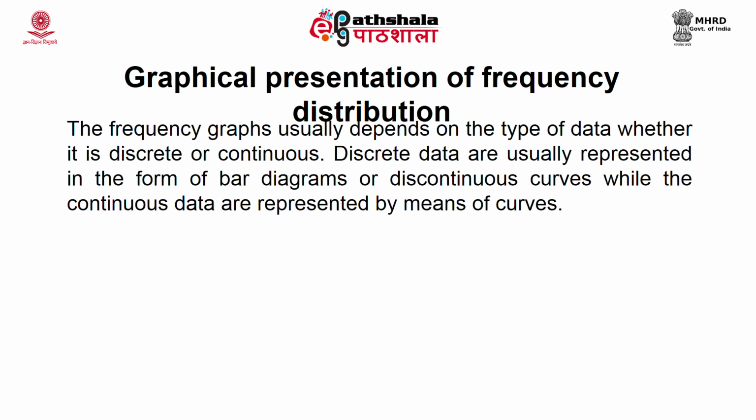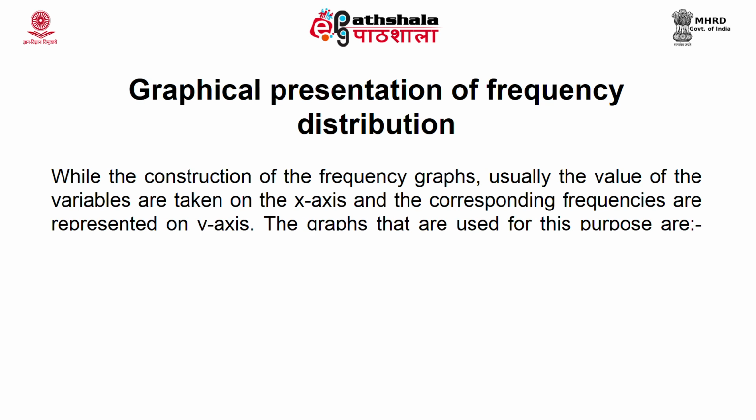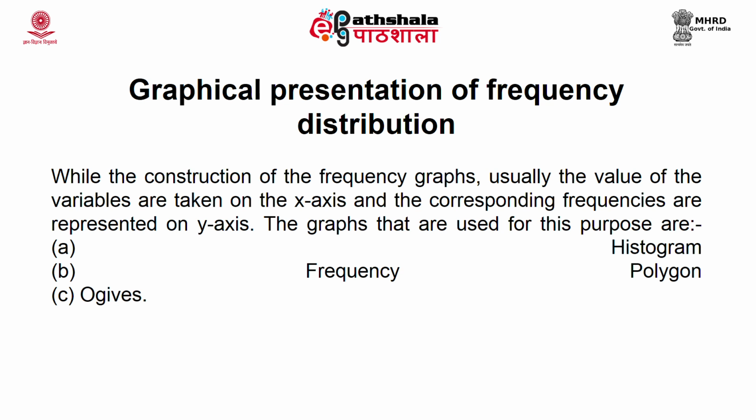The frequency graphs usually depend on the type of data, whether it is discrete or continuous. Discrete data are usually represented in the form of bar diagrams or discontinuous curves, while continuous data are represented by means of curves. While constructing the frequency graphs, usually the values of the variable are taken on the x-axis and the corresponding frequencies are represented on the y-axis. The graphs used for this purpose are histogram, frequency polygon, and ogives.